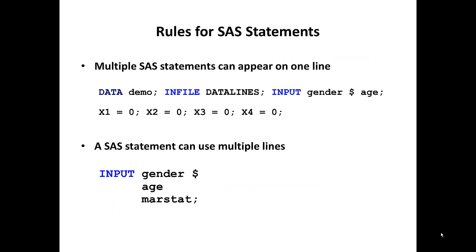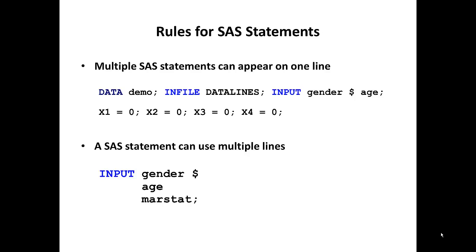Multiple SAS statements can be on the same line. Here are 2 examples. The first has the data, in-file, and input statements on the same line. You would not usually do this because it would be hard to read. However, for SAS, this would be fine. Only the semicolons make a difference.